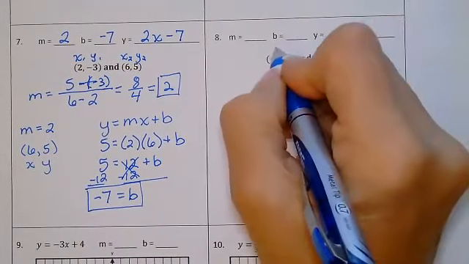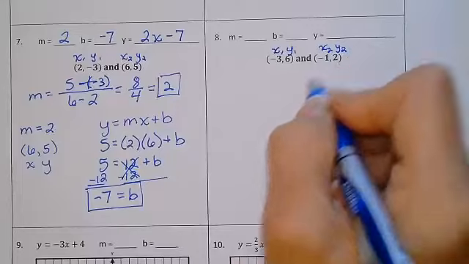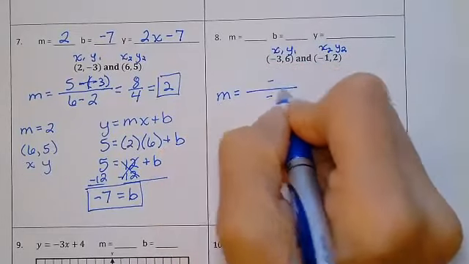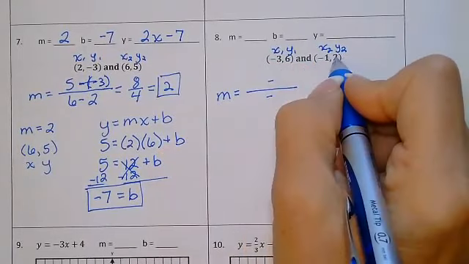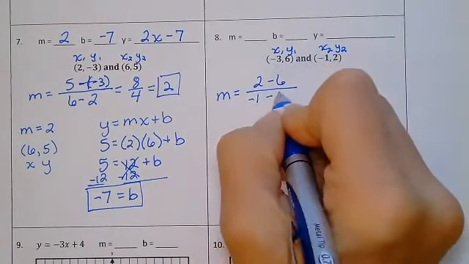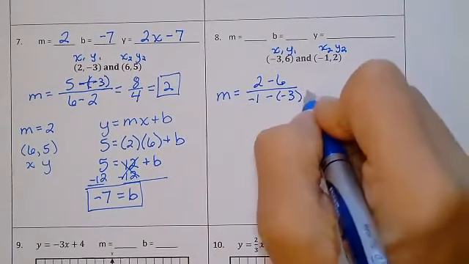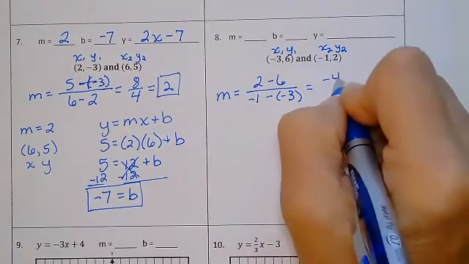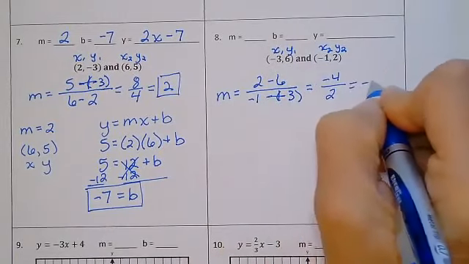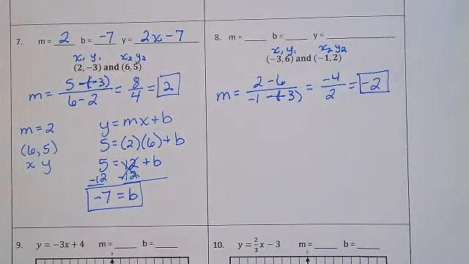Number 8, label, frame, substitute, solve. So our slope is -2.